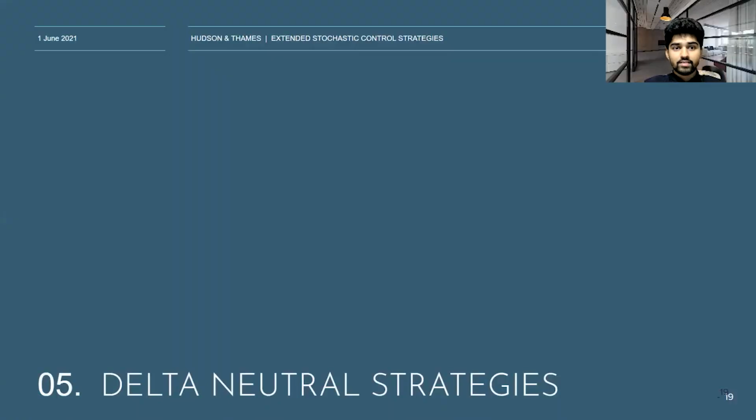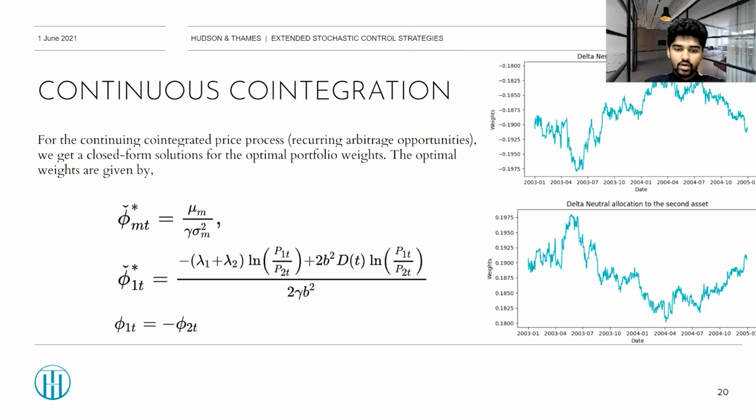Finally, let's look at the delta neutral strategies, where, as we have seen before, we have the delta neutrality condition. Again, in this case, for the continuous cointegration subcase, we are able to calculate analytically the closed form solutions, and they are given by these two equations. The first equation gives us the portfolio weights for the market asset, and you can see here that this portfolio weight is constant with respect to time.